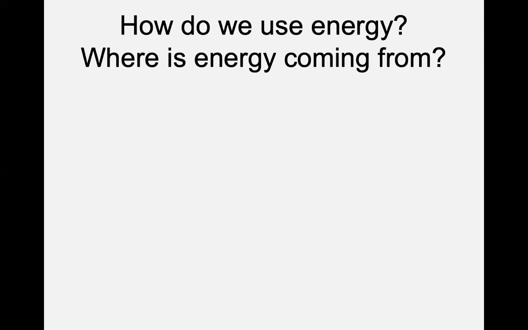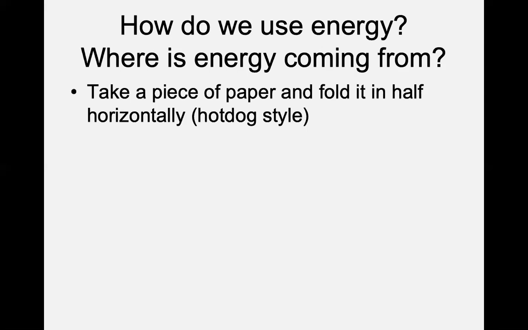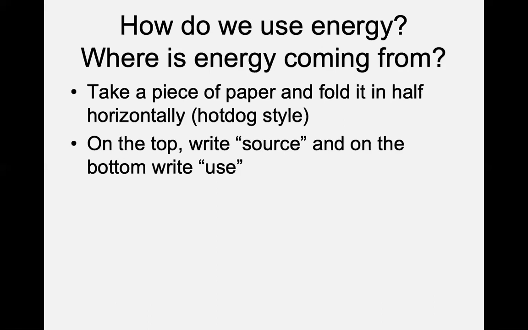So think about, how do you use energy and where is that energy coming from? Now take that piece of paper that you have and fold it in half horizontally, hot dog style. And on the top, write source, and on the bottom, write use. So it looks something like this. So if you need to, go ahead and pause this now, so that you can do that, and then come back.